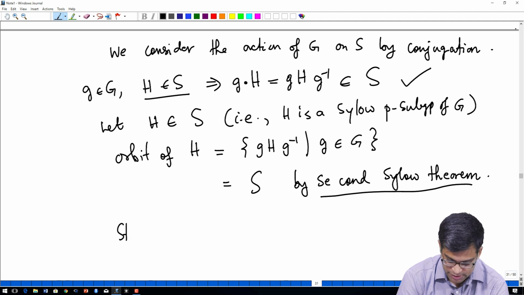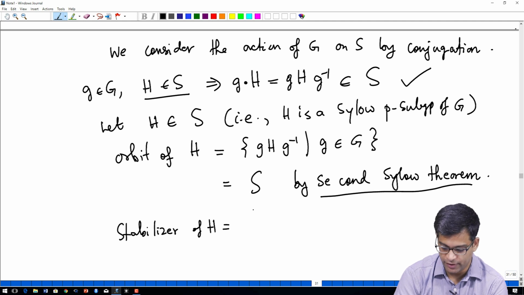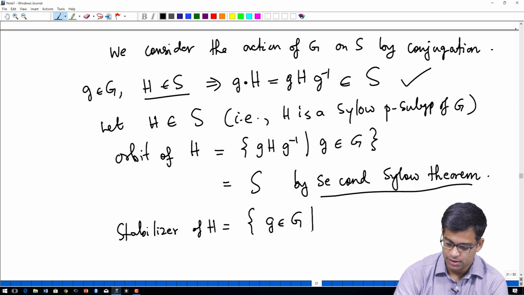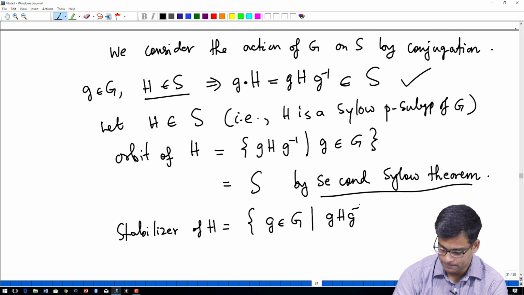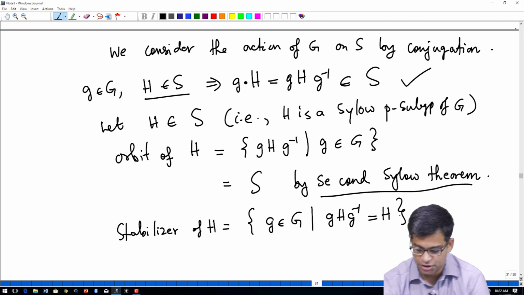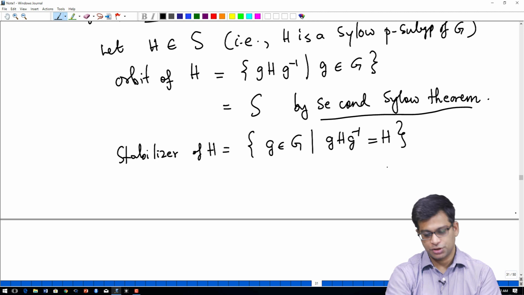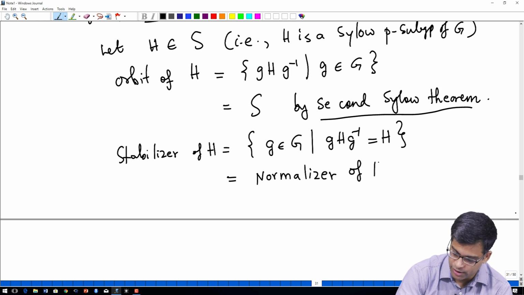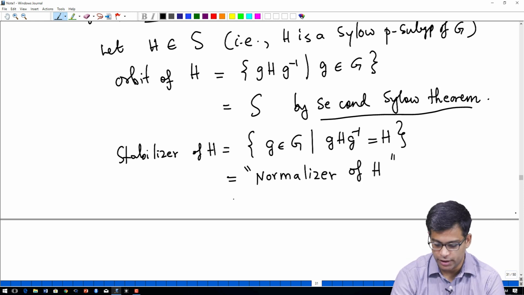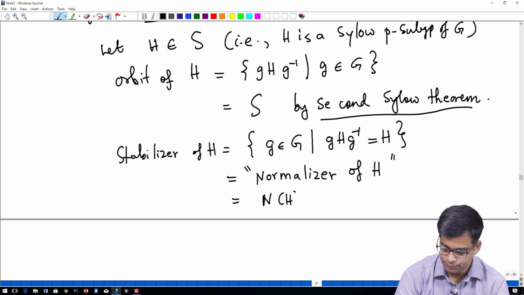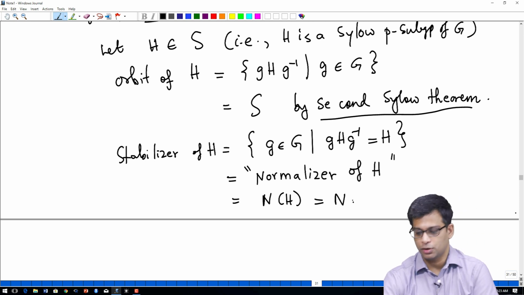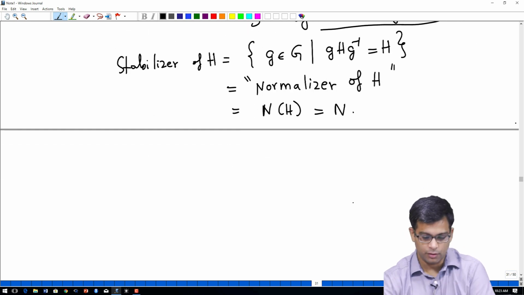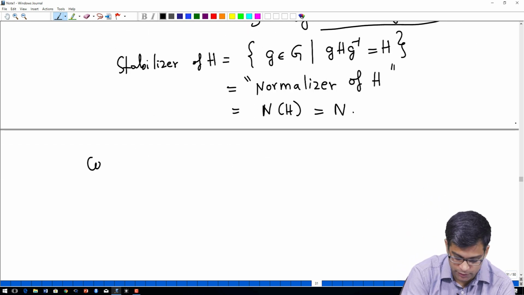What is the stabilizer of H? The stabilizer of H is all group elements g such that gHg inverse is H. Under the action you must get back H. This is what we call the normalizer. If you recall from one of the earlier videos, this is the normalizer of H. So, let us denote this by N of H, and for simplicity I am just going to call it N. Okay. So, now the counting formula gives me the following.